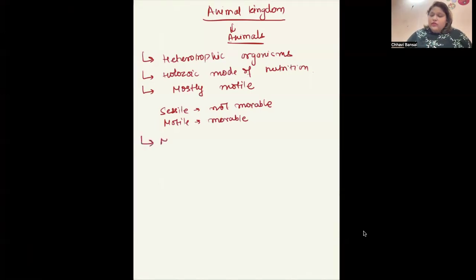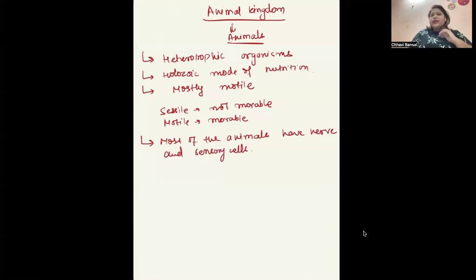Next, most of the animals have nerve and sensory cells. Now, we already know that nerve and sensory cells perceive, you observe, you take stimulus from your environment. We are aware of our environment, right? That is because of the nerve cells and the sensory cells. So this is also another feature of an animal.